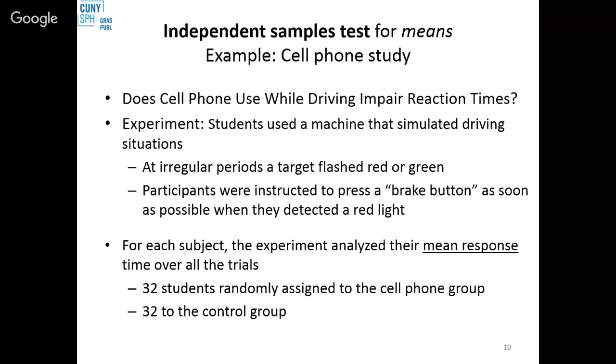So it requires a processing of some information that's given as quickly as possible. And for each subject, this experiment analyzes their mean response time for 2 arms of the trial. There's 32 students randomly assigned to the cell phone using group and 32 assigned to a control group that is not using cell phones. So it's a nice, simple, 2-sample, randomized, controlled trial.